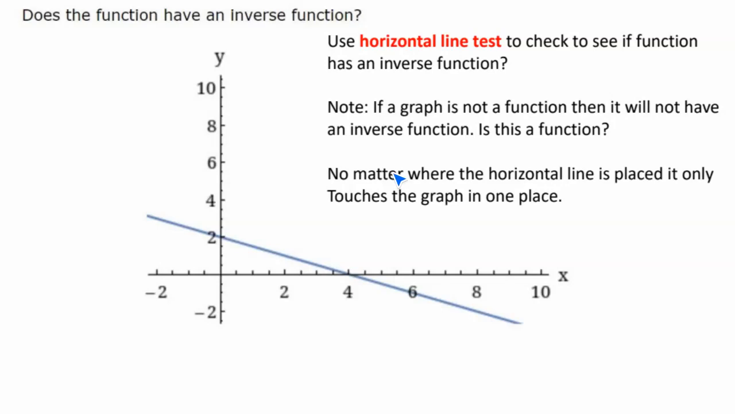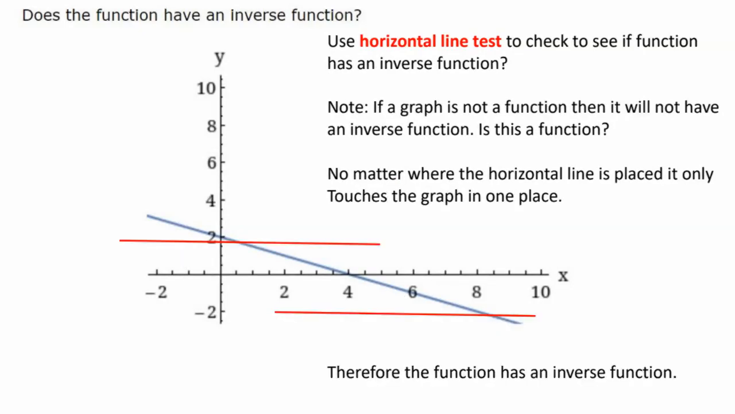line test. So here I have a line, so I know that's a function. So it passes the first test. And now I need to see if I draw a horizontal line, then it's going to pass the horizontal line test, and therefore that means that you're going to have an inverse. Okay, and you can draw this line anywhere on the graph. So let's try an example.